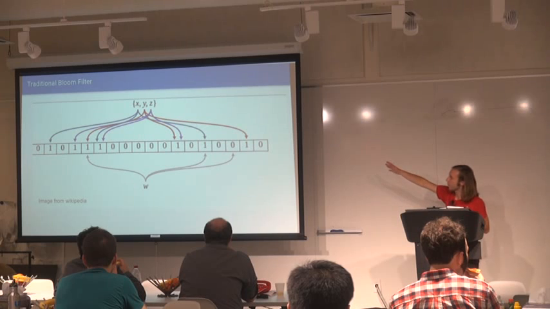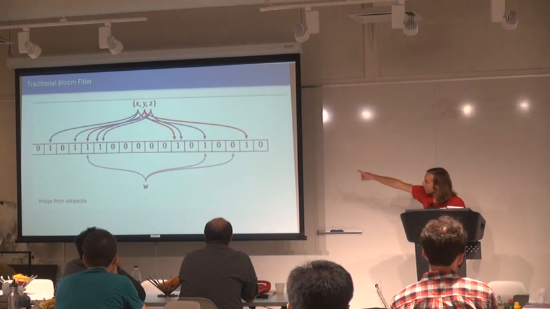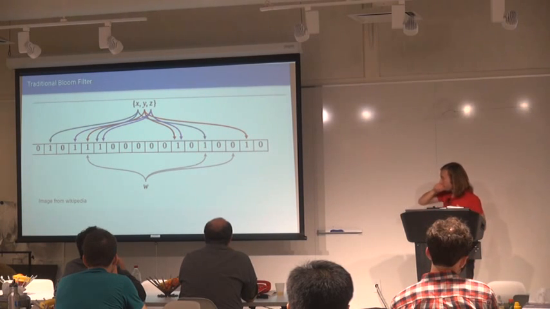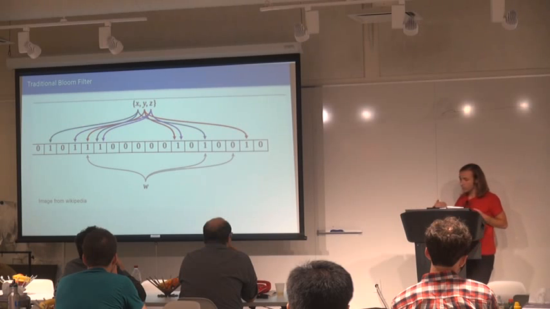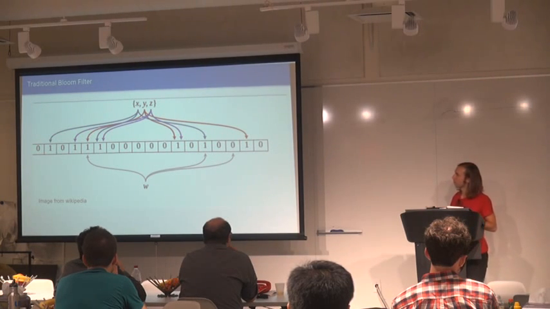And if any of them is 0, which in this case it is, you can see that the rightmost one is a 0, we know that the element was never inserted. So that's a true negative. Does that make sense to everyone, why that would be the case?